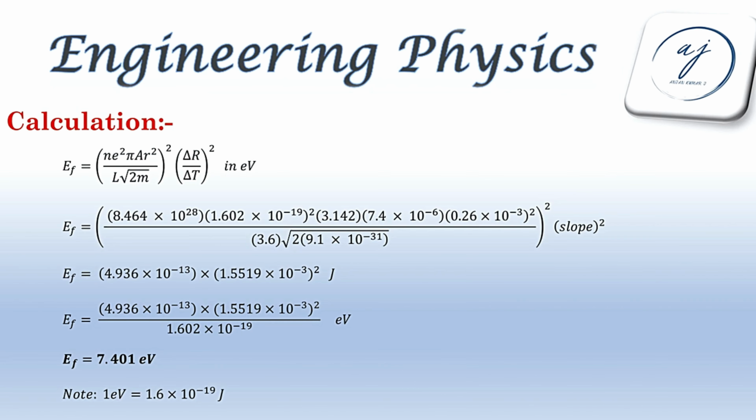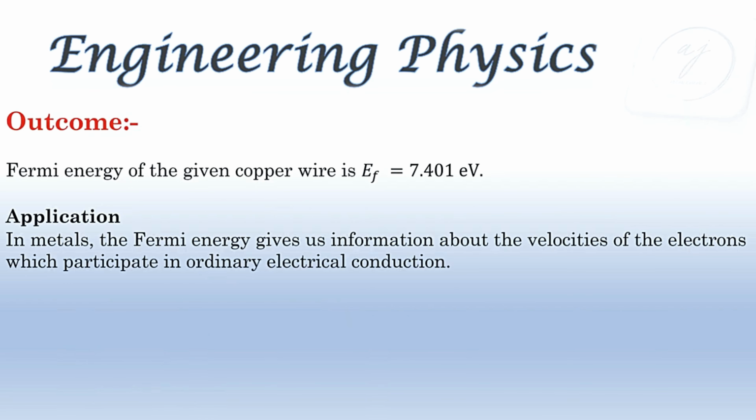Here N, e, pi, A, R, L and Me are constants. These physical quantities are constants. Hence, the values of the constants have been substituted and simplified, and that is equal to 4.936 times 10 power minus 30. The square of the slope is calculated, and that is equal to 2.4025 times 10 power minus 6. Multiplied and simplified, the Fermi energy of the given copper wire is calculated, and that is equal to 7.401 electron volt.